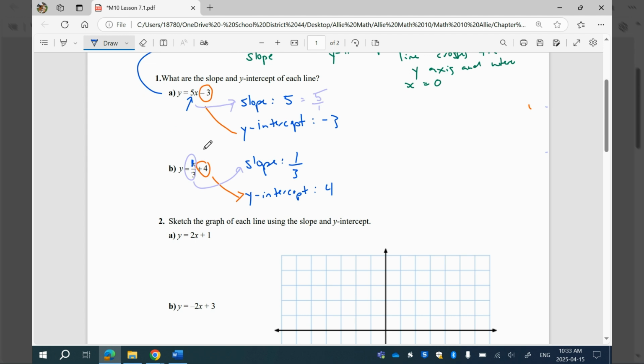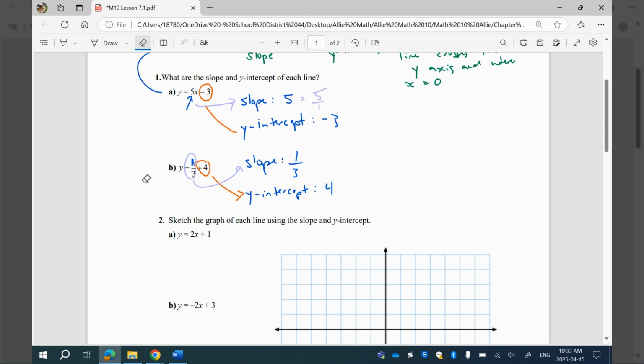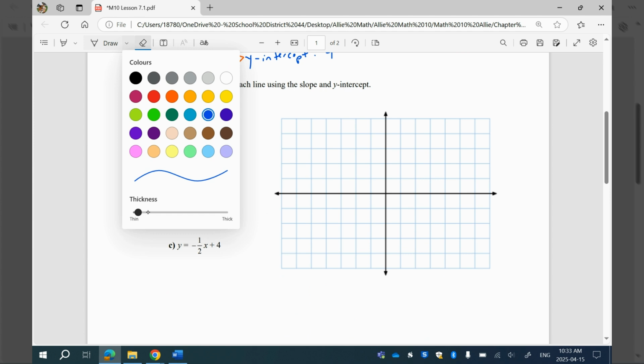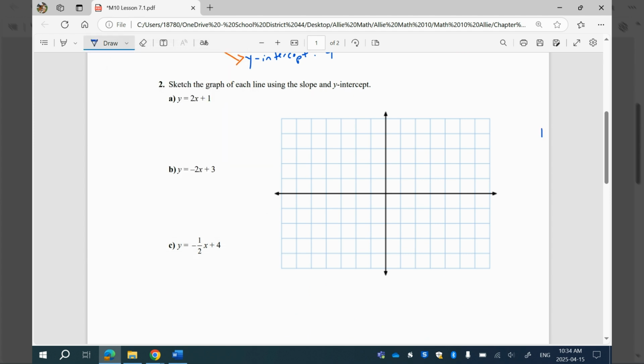Okay, beautiful, wonderful. We're going to use this information to graph some lines, and we kind of tend to move between those two realms. Sometimes we'll have a graph and they'll ask you to make an equation from it, or we'll have an equation, they'll ask you to graph something. So let's give that a go right here. Sketch the graph of each line using the slope and y-intercept.